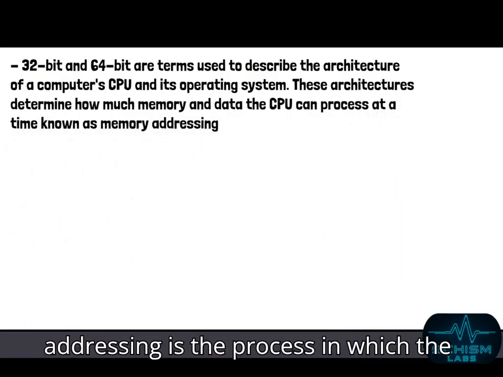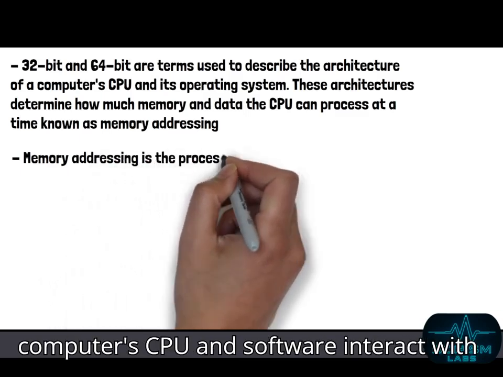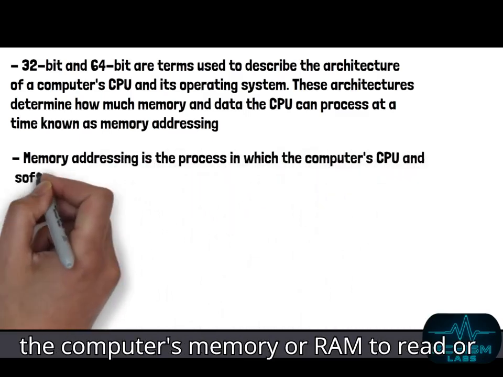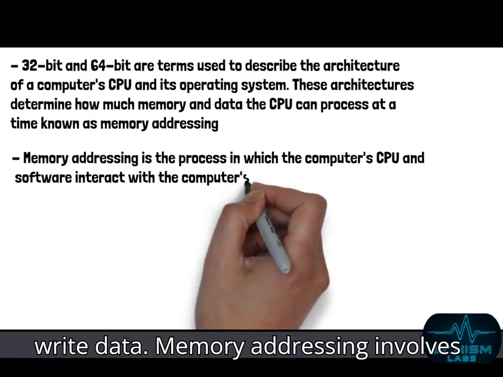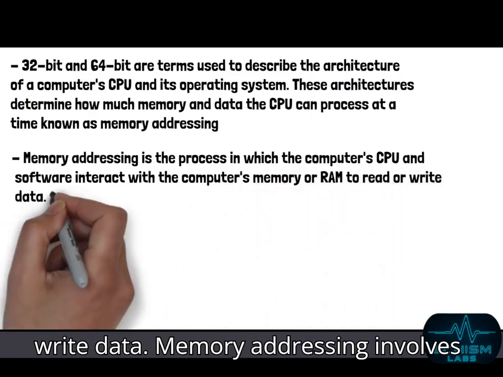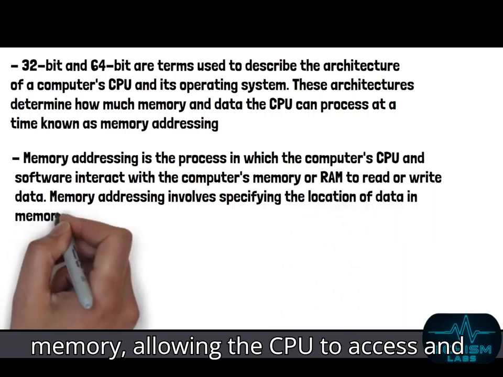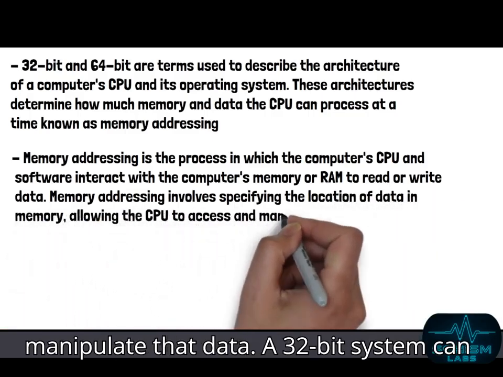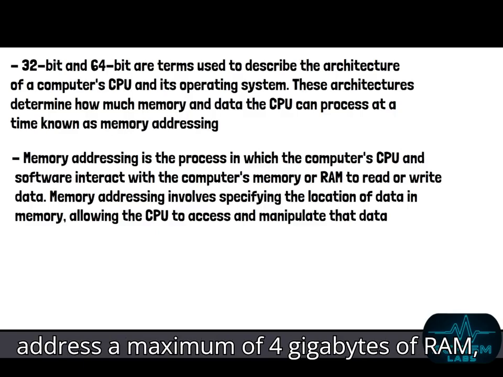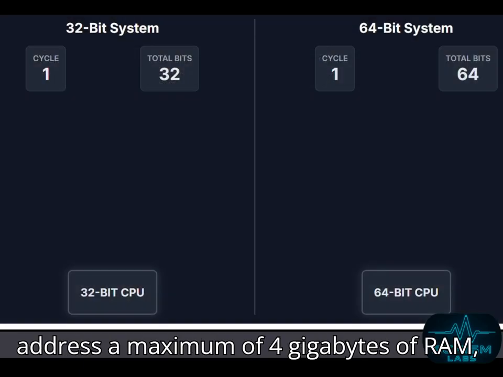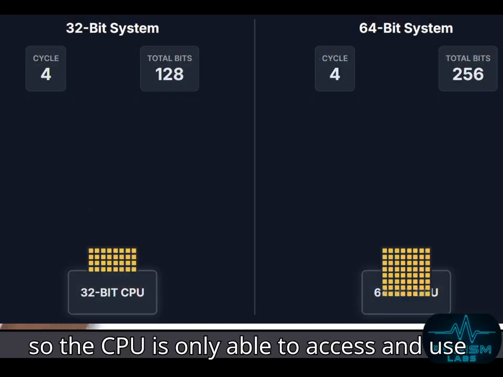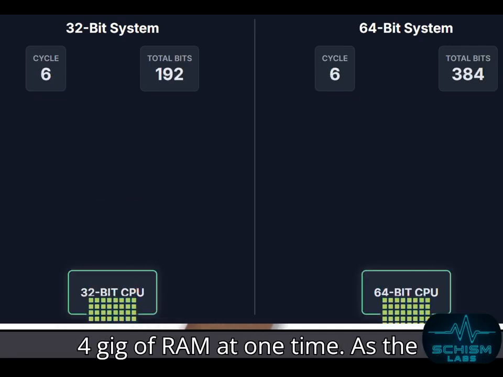Memory addressing is the process in which the computer's CPU and software interact with the computer's memory, or RAM, to read or write data. Memory addressing involves specifying the location of data in memory, allowing the CPU to access and manipulate that data. A 32-bit system can address a maximum of 4 GB of RAM, so the CPU is only able to access and use 4 GB of RAM at one time.